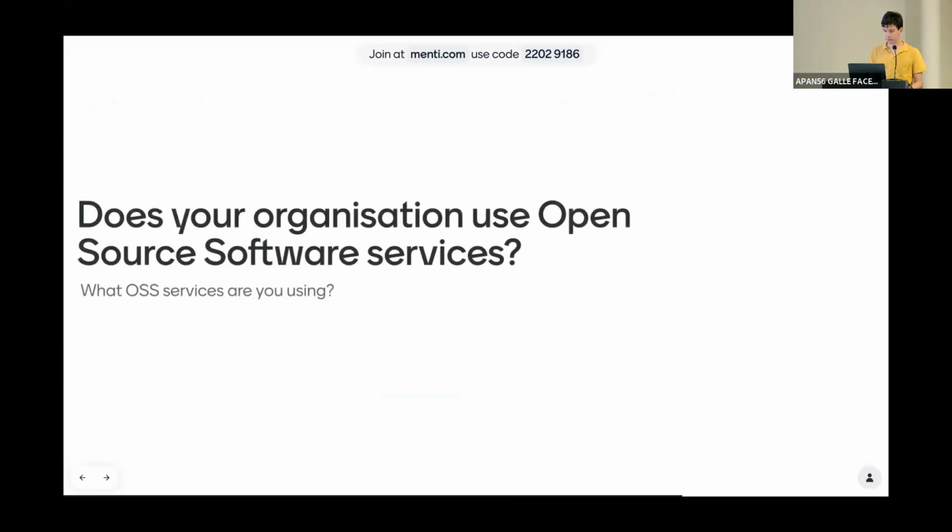Second question. Does your organization use open software services? And if yes, what services are you using at the moment? It's an open question, so type it in. It will appear on the screen. I think it also does multiple answers.